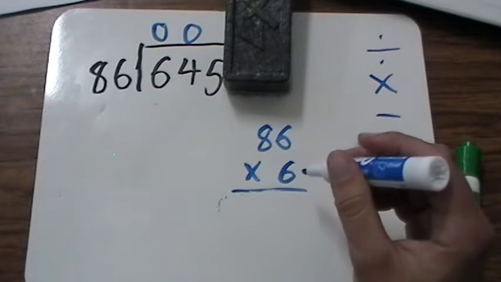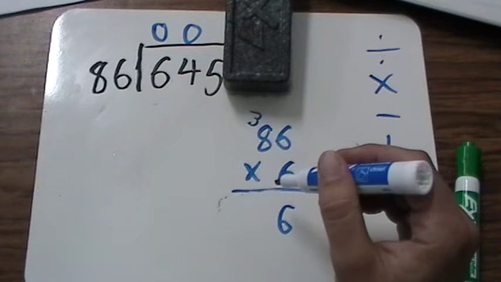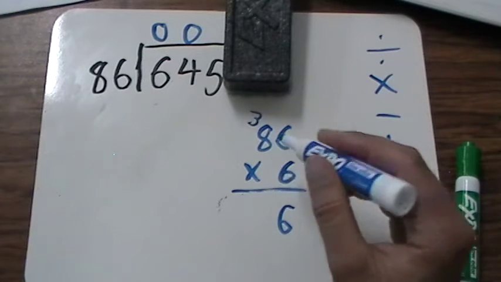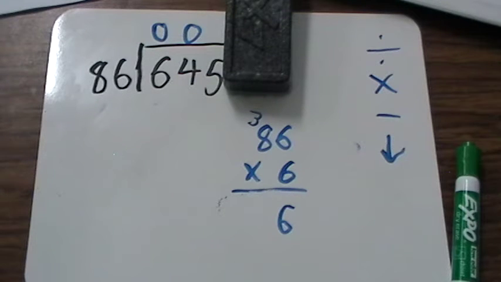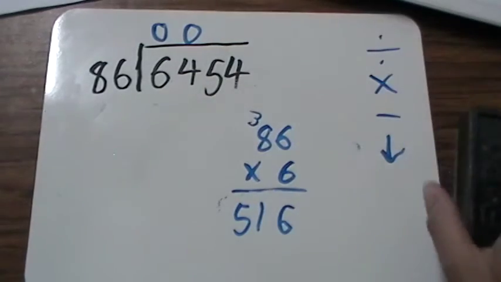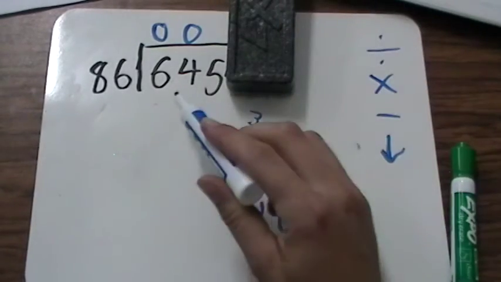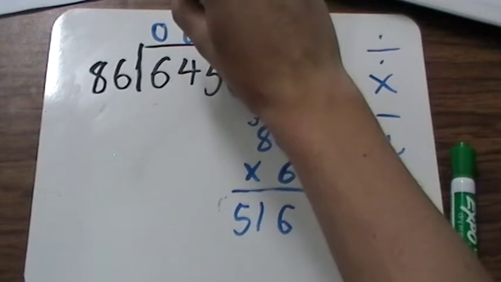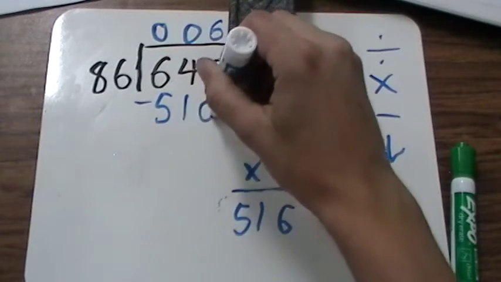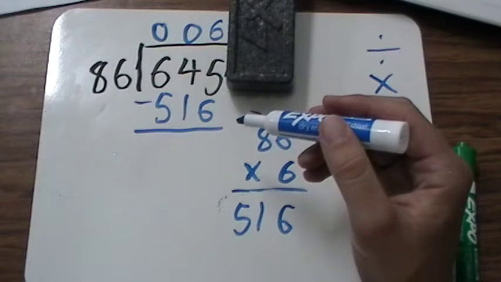6 times 6, 36. Carry the 3. 6 times 8, 48. Plus 3, 51. Ooh, that seems to fit. And I can do a little mental math subtraction and know that, yeah, I'm not going to fit another 86 in there. So let's put 6 up here, and we'll subtract: divide, multiply, subtract. 5, 16. Subtract 5, subtract 6. You can't do that.